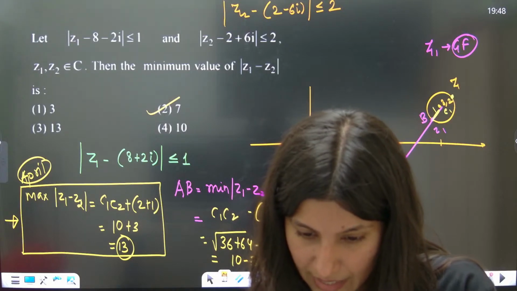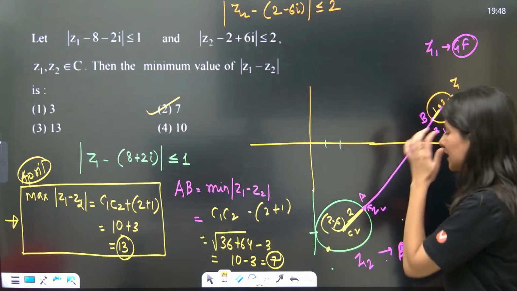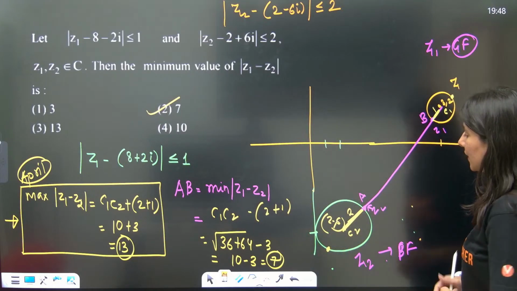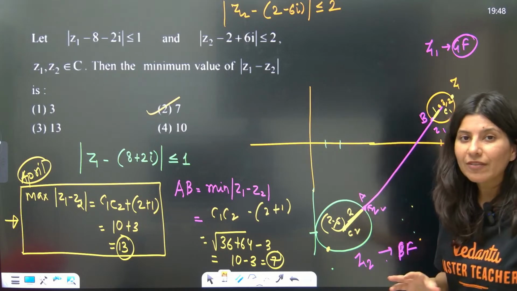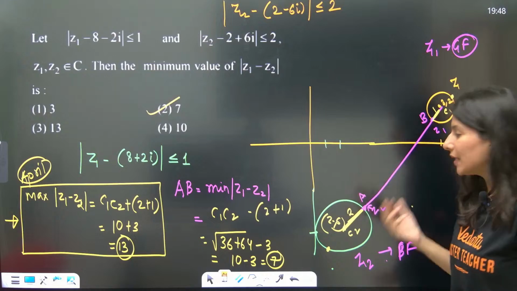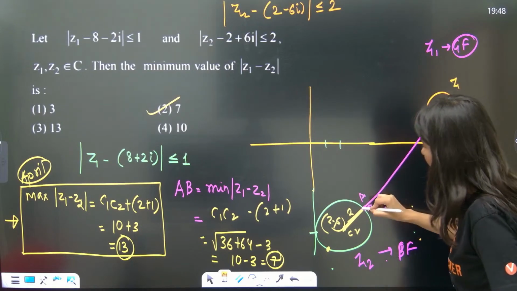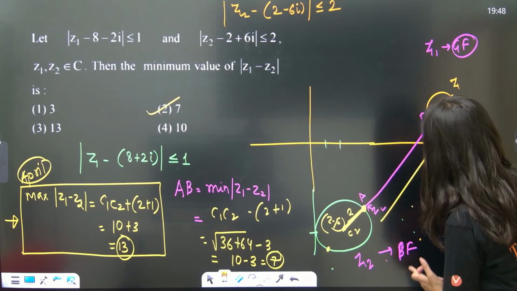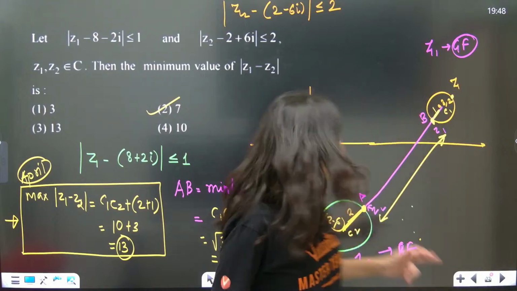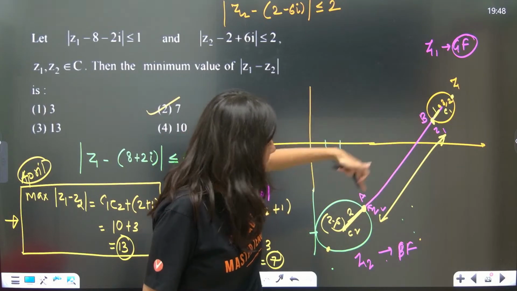Where did the minus 3 come from, ma'am? Can you repeat? Yes, where did the minus 3 come from? Tell me one thing: first of all, what are you looking for? You are looking for the minimum distance between Z1 and Z2. For the minimum, Z1 should stay here and Z2 should stay here. So I am looking for this distance, correct? But can I calculate this distance directly? No, I don't have the coordinates of this point and this point.